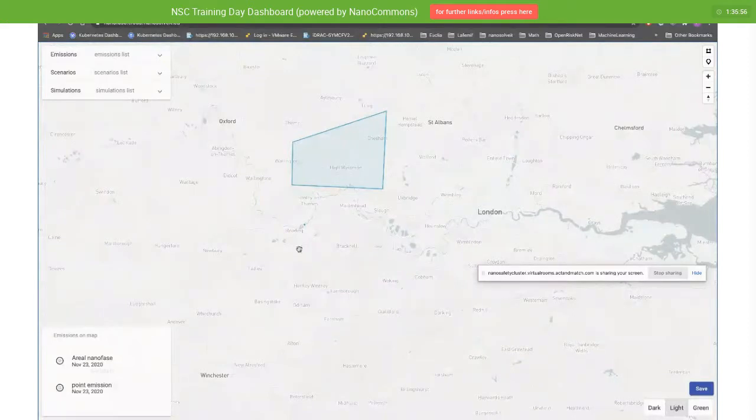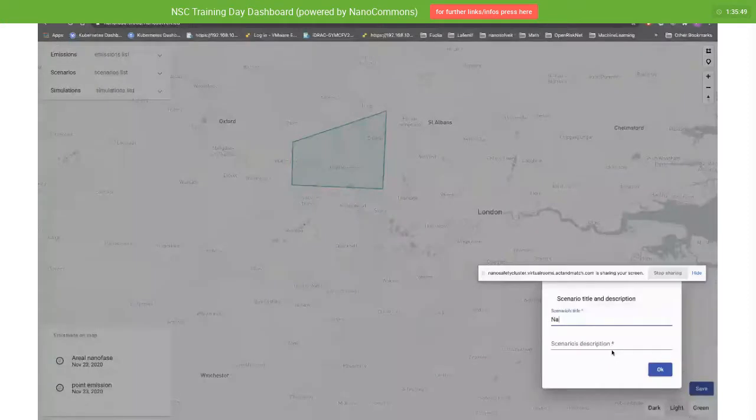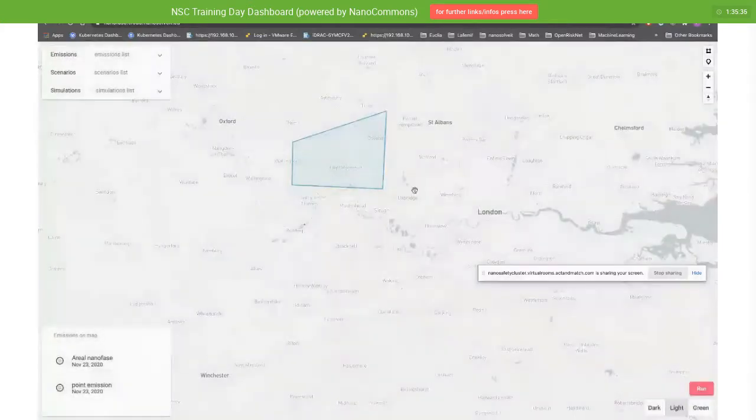When emissions are shown on the map, we have a button here which lets us store these emissions in a scenario. And when these emissions are stored as a scenario, the button changes from save to run. And this is available whenever a scenario is shown upon the map.